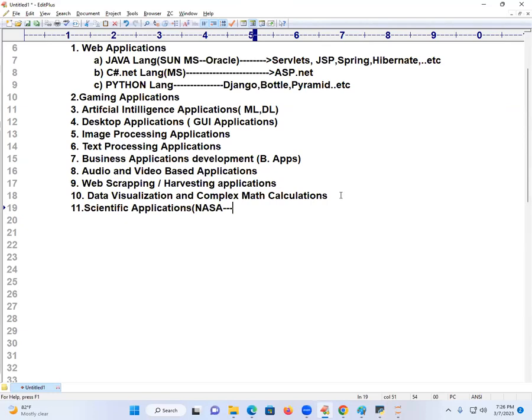Earlier, for a few days they used Pascal programming. Later they used Python programming for satellite communications. For scientific application development also, people are using what? Python language. Because SciPy and Scikit modules are available in Python, which they are using for scientific application development. Next is called 12.